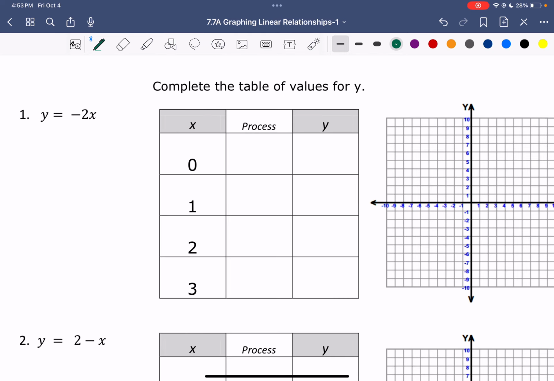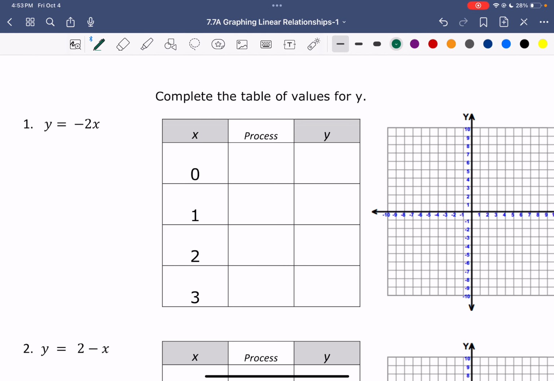So for this problem, it says y equals negative 2x. So this is not a teaching method, but I always like to just make it a fraction. So this becomes change in y is negative 2. Change in x is 1. Okay, and if you notice, if it's a change in y that's negative, that means it's going to go down.